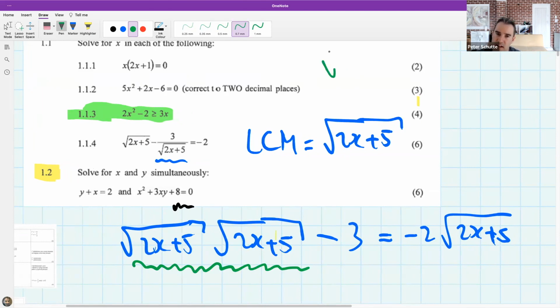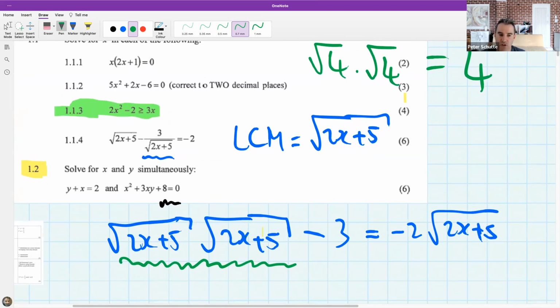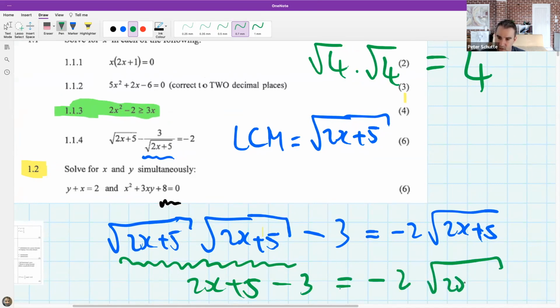I'll give you a little hint. There's my hint. So what is the square root of 2x plus 5 times the square root of 2x plus 5? Yes. So the square roots essentially get knocked, when you have two of them next to each other, they undo the square rooting process. And this would end up being 2x plus 5 minus 3. And then this thing on this side would still be like this.